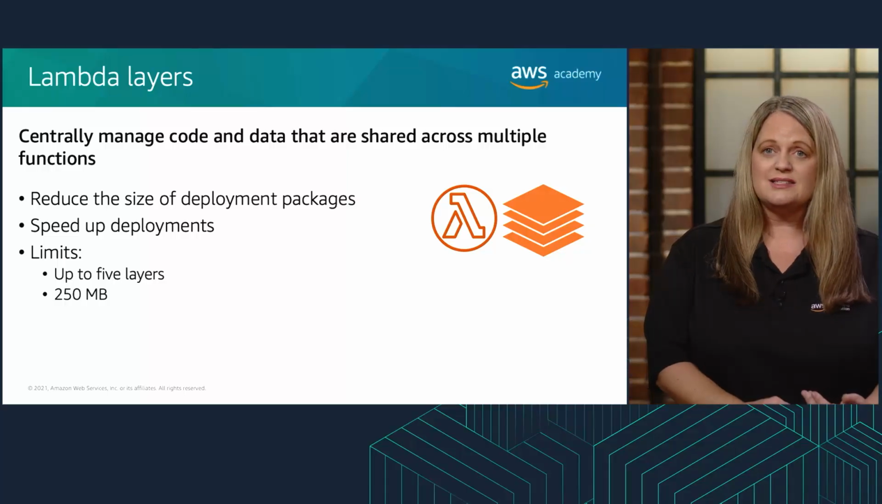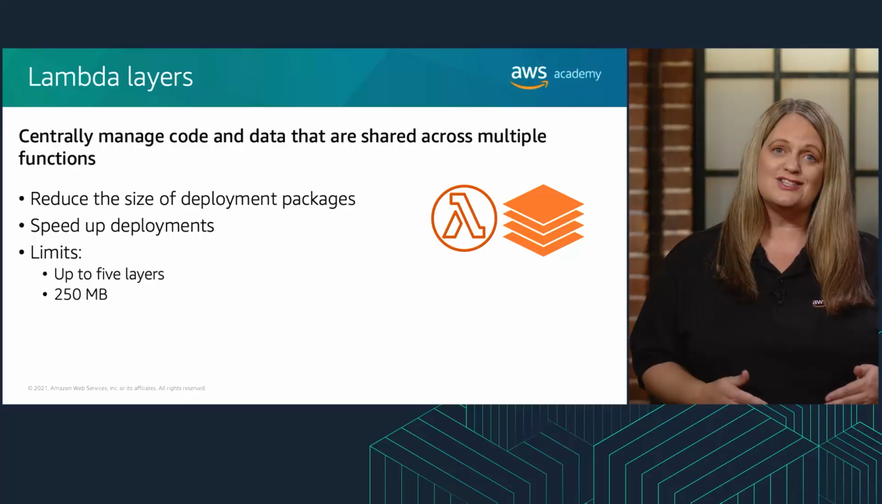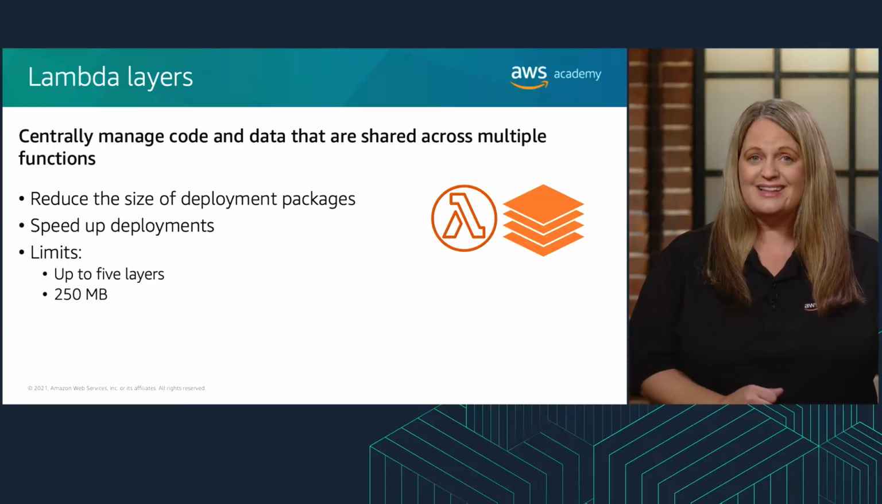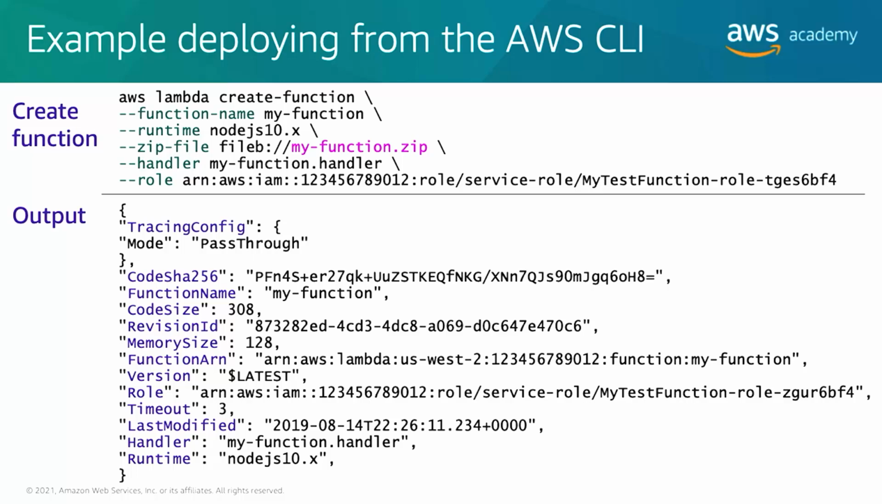For Node.js, Python, and Ruby functions, if you keep your deployment package under 3 megabytes, you can develop your function code in the Lambda console. A function can use up to 5 layers at a time. The total extracted size of the function at all layers cannot exceed the extracted deployment package size limit of 250 megabytes. The code snippets here illustrate how you would use the AWS CLI to deploy a function. These code snippets illustrate how you would update an existing function by using the AWS CLI.